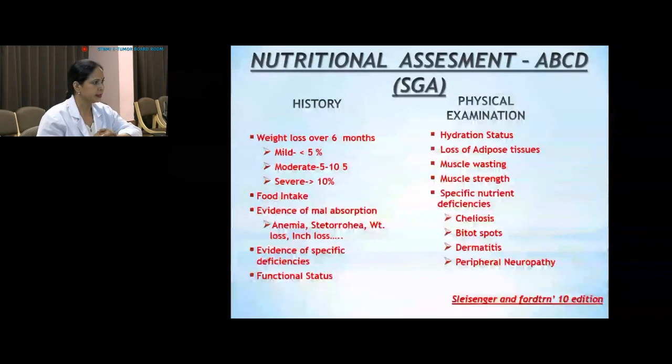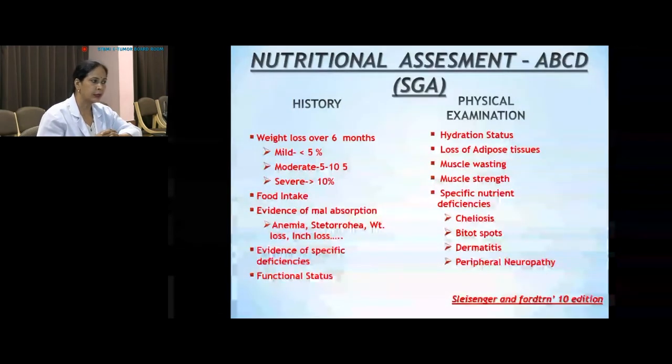Weight loss of less than 5% comes in the mild category. Moderate category is 5 to 10.5. Here I missed this decimal point.